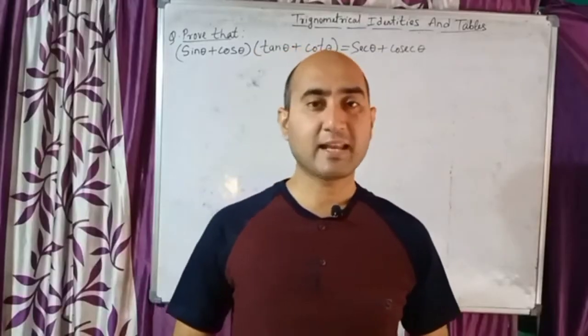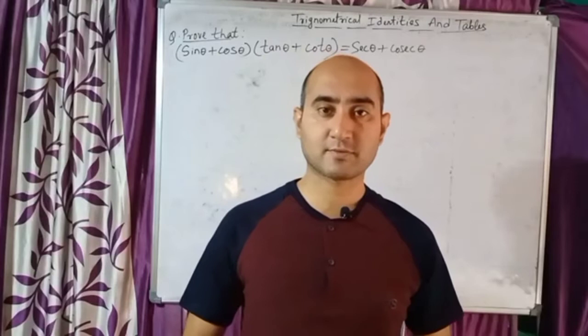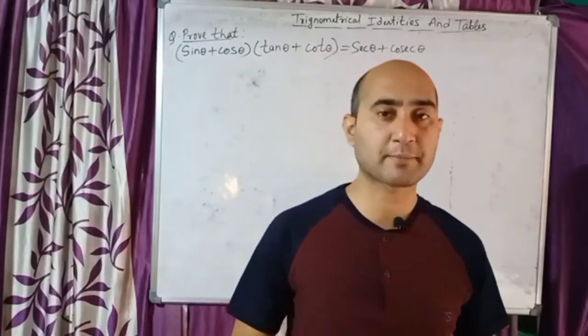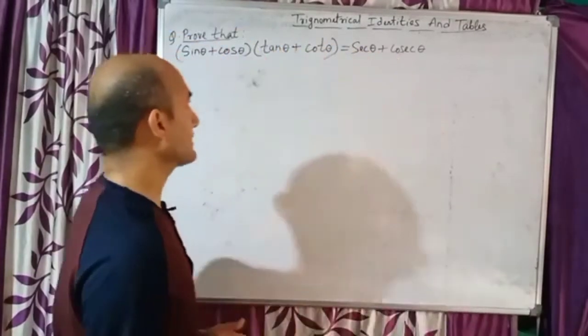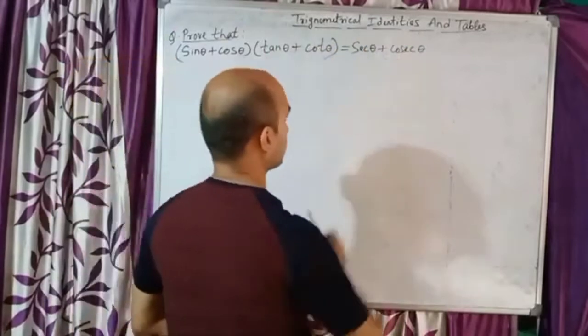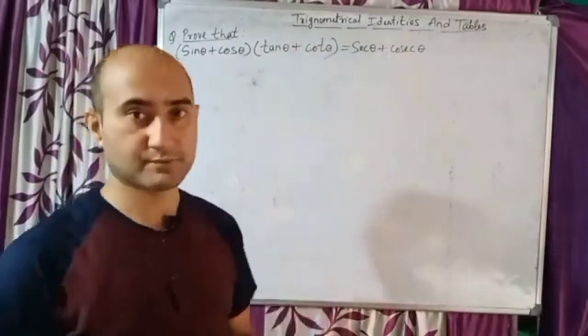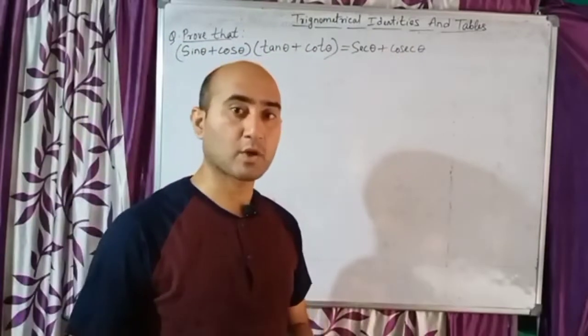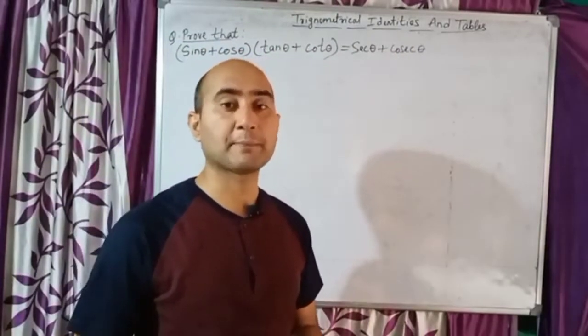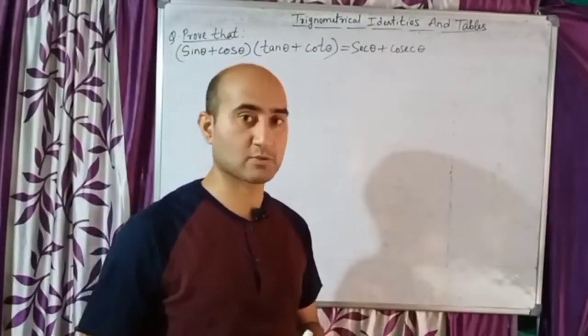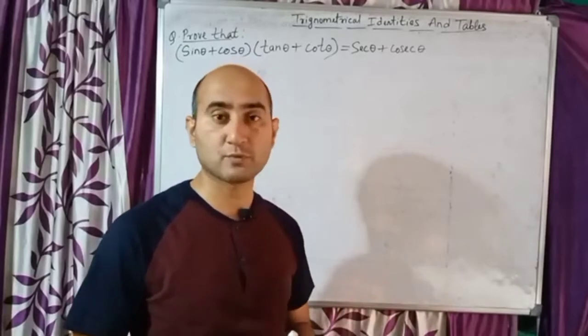Hello children, and welcome to today's online class. So we have been learning a new chapter. Chapter's name is Trigonometrical Identities and Tables. So in this chapter we need to prove left hand expression with right hand expression. That is, we have to prove LHS equal to RHS.